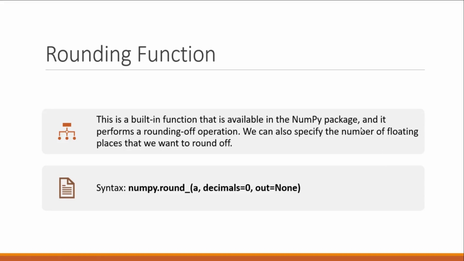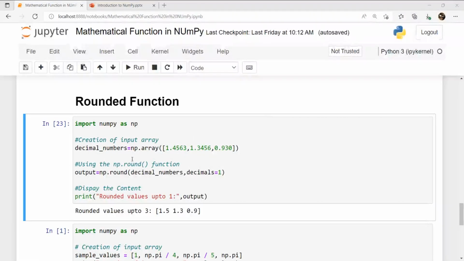Let us see an example of how to use the numpy.round function on a NumPy array of values. So in this example we have declared the array values in the form of decimal values and then used the np.round function and declared the decimals value as 1. So after executing this code, the output comes array values rounded off up to 1 decimal.